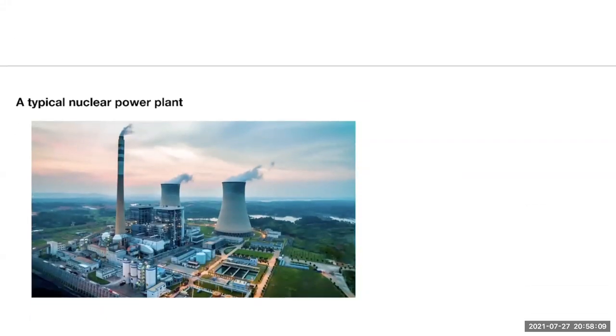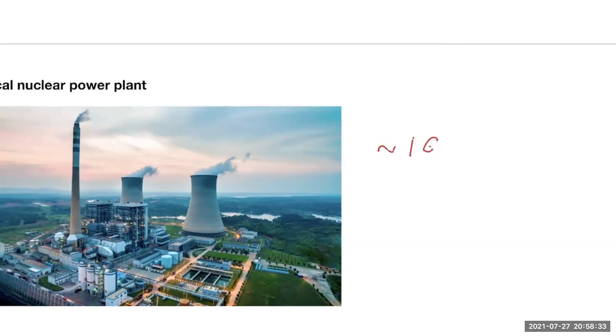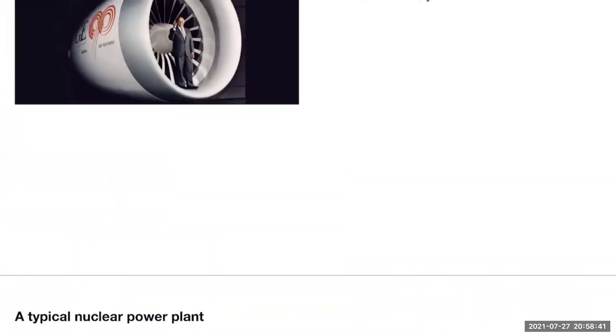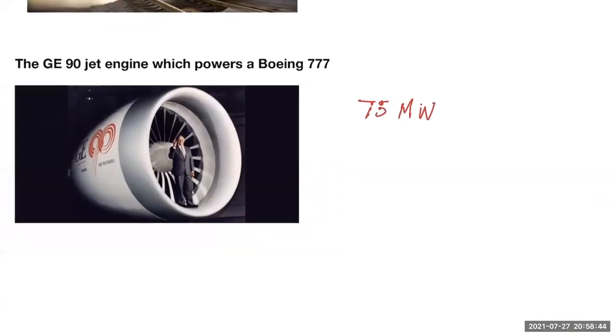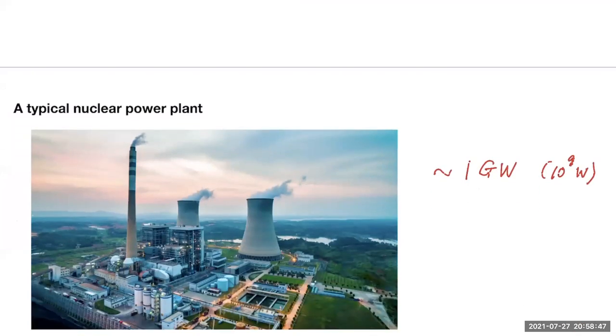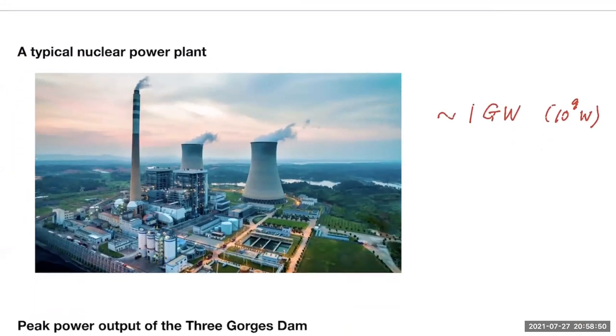Now, what about a typical nuclear power plant? How much power does it produce? The typical nuclear power plant can support the power usage for many thousands of households, like an entire city, right? And the typical power output for a nuclear power plant is 1 gigawatt. 1 gigawatt, what's a giga? 10 to the 9. 10 to the 9 watts. You compare that with the GE engine, which is 7.5 times 10 to the 7. Here it is 10 to the 9. Okay, so it's different. This is greater.